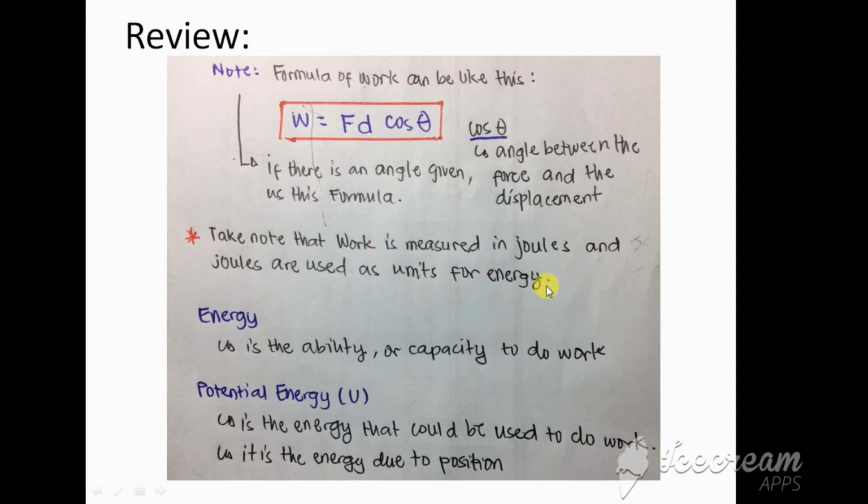So what is energy? Energy is the ability or capacity to do work. Potential energy is the energy that could be used to do work. Again, energy that could be used to do work. It is the energy due to position. Now let's find out what is the relation of work, energy, and potential energy to our main topics.